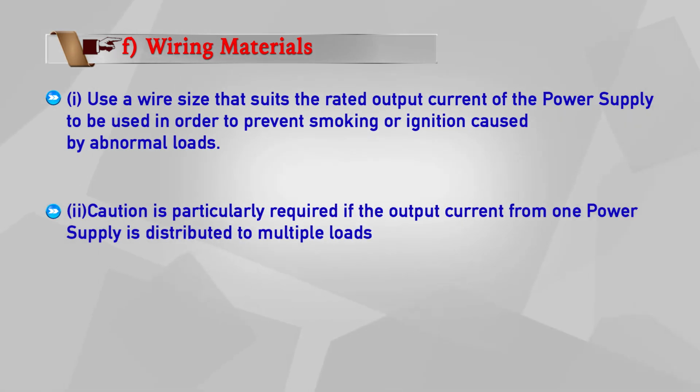Second point, caution is particularly required if the output current from one power supply is distributed to multiple loads. Third point is if thin wiring is used to branch wiring, the power supply overload protection circuit may fail to operate depending on factors such as impedance of the load wiring, even when the load is short circuited. Therefore, insertion of a fuse in a line or other protective measure must be considered. Refer to the technical explanation for the power supply to select wiring material.